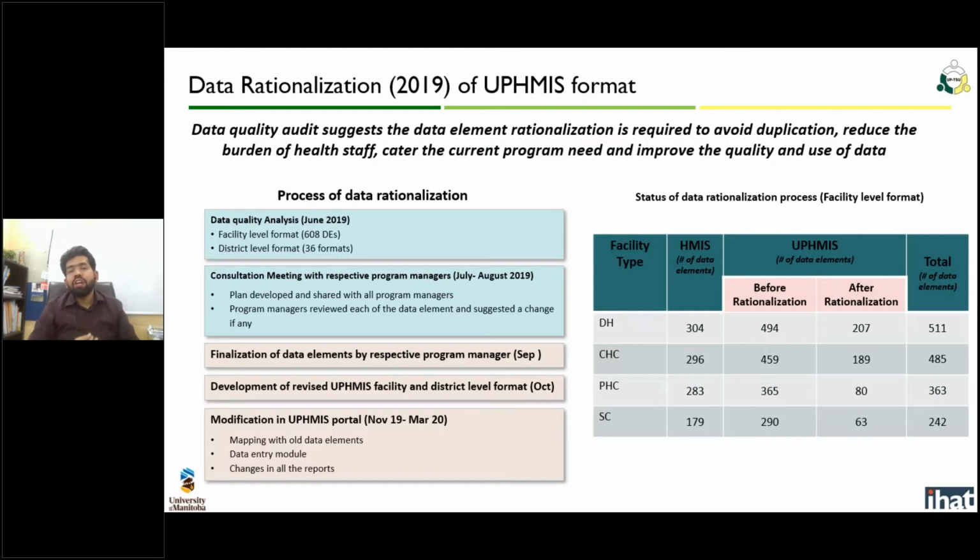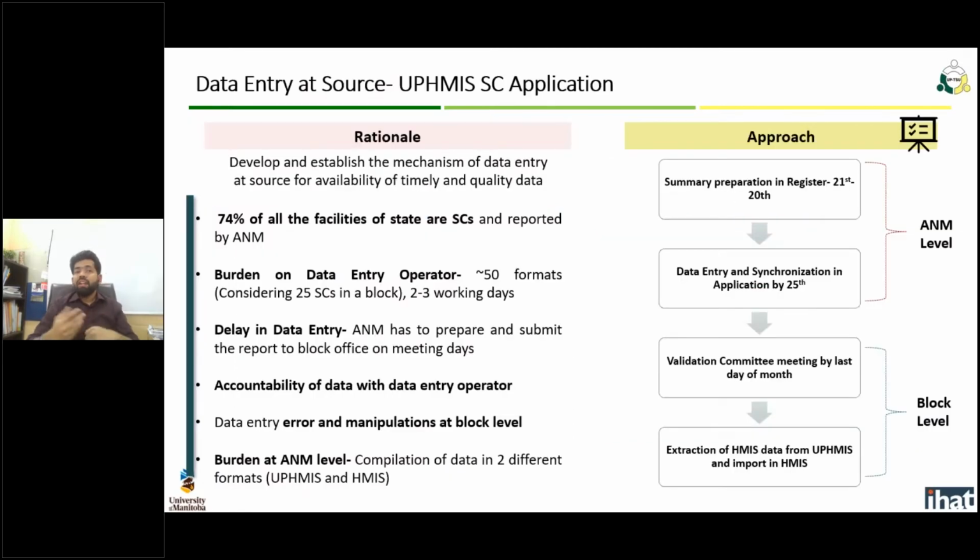Next is what I was talking about: the state should be able to do the customization. In 2019, after a 2-year period, the state did the data rationalization and decided we need not have these data elements and we need other data elements. So the state significantly reduced many of the data elements which were not suitable for that period of time. This is the advantage of such a system. Then again, from time to time we bring some interventions. Recently we initiated data entry at source, which is the UPHMIS subcenter application.